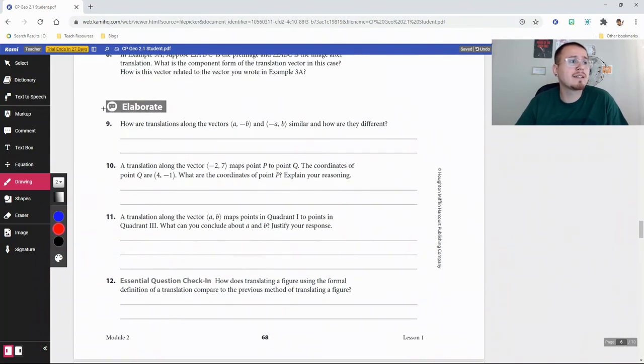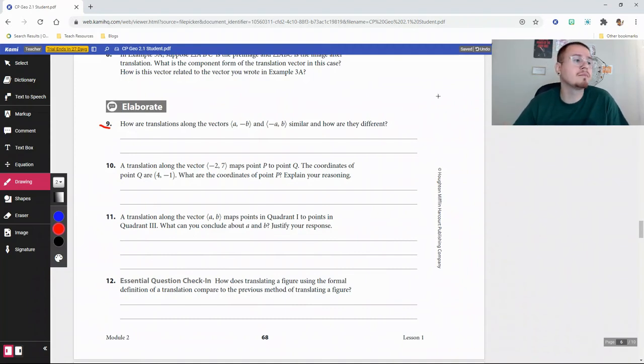How are the translations for 9 similar and different? Well, they move the points the same exact distance. So the size, the magnitude, is the same, but it's in opposite directions. Look at these negative signs and where they go. So I can be like, I walked 2 blocks. Which way did I go?